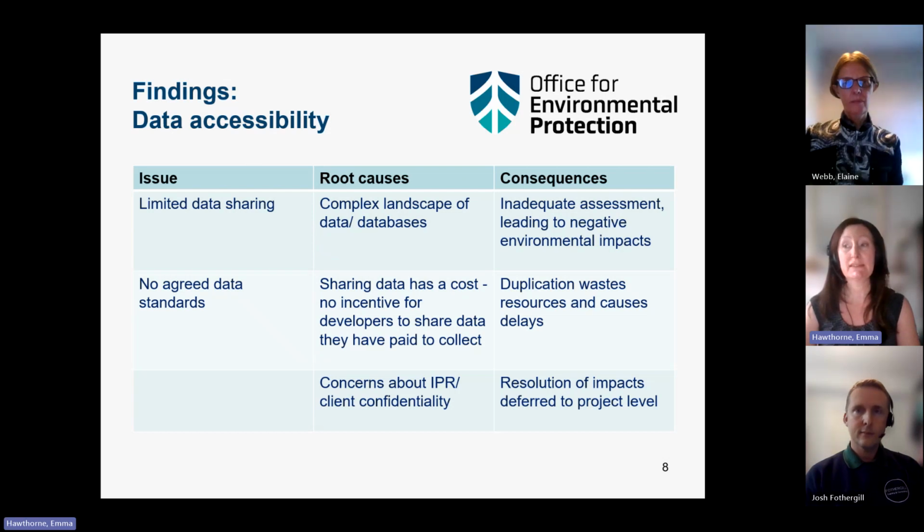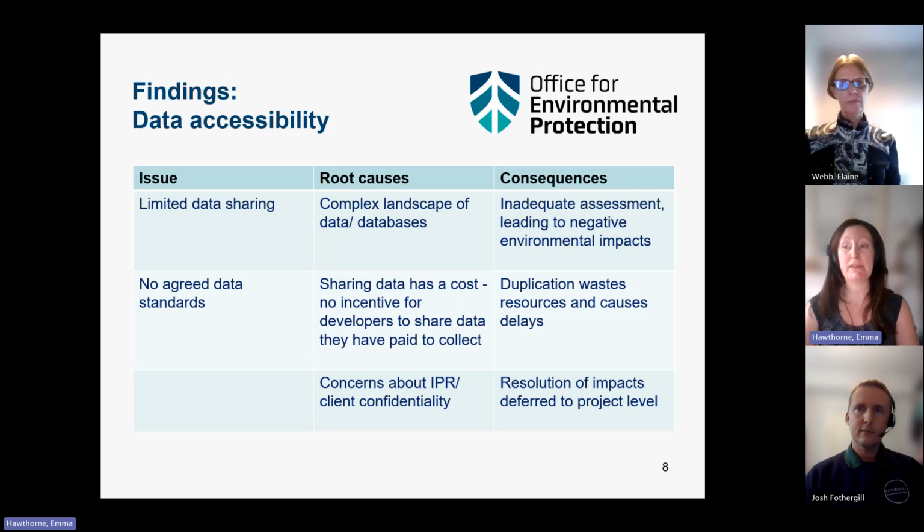We found these issues with data accessibility exist because of the complex landscape of data and databases. When undertaking environmental assessments, the first port of call is normally to look for existing data. This can be stored in numerous locations and in multiple formats, in national databases such as MAGIC or in local environmental record centres. Some of that data might be freely available and some data may have a charge. So we can see that if proponents wanted to submit their data post-decision to a database so that it's available for others to reuse, there could be confusion on how to submit the data, for example, what format that data should be in and where it should be submitted.